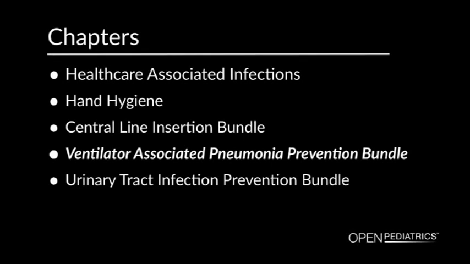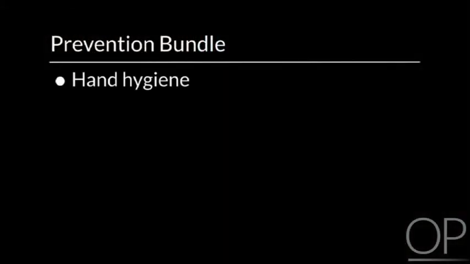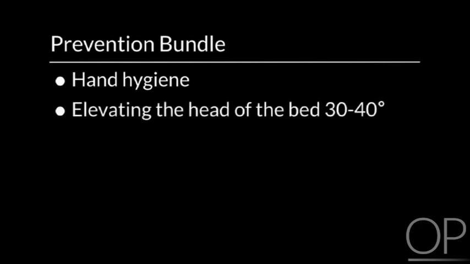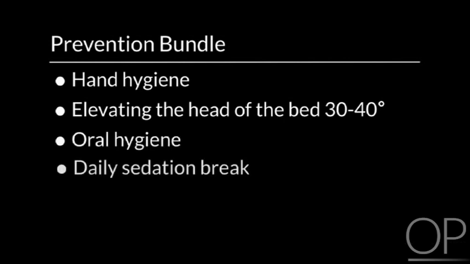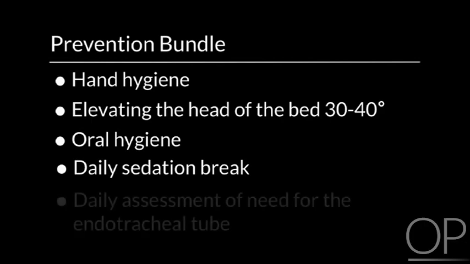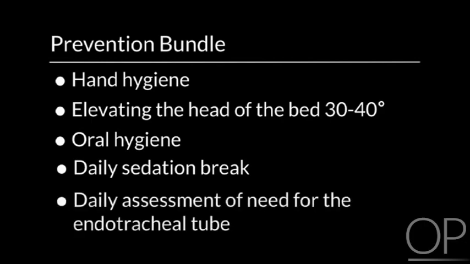Ventilator-associated pneumonia prevention bundle. At Children's Hospital Boston, we have developed a bundle to prevent ventilator-associated pneumonia, which includes hand hygiene, which is the cornerstone of every infection prevention initiative, elevating the head of the bed 30 to 40 degrees, oral hygiene, a daily sedation break, and a daily assessment of need for the endotracheal tube.